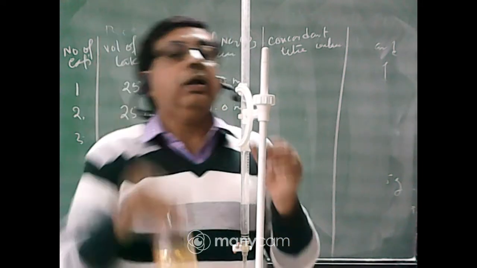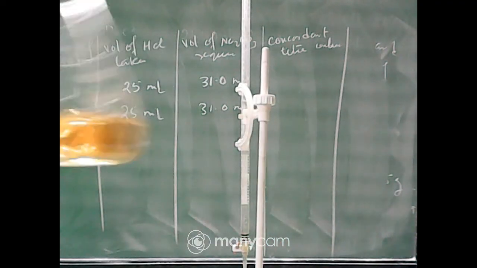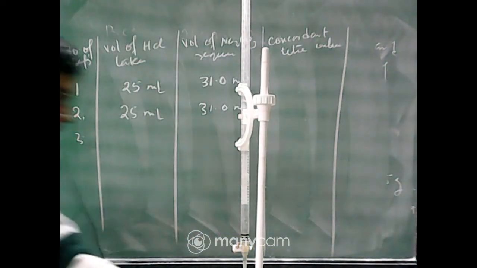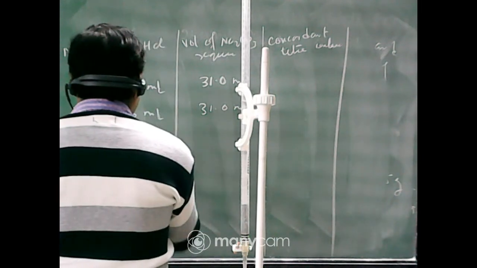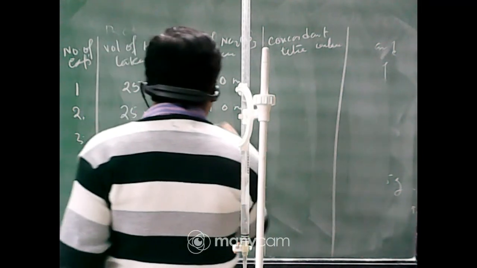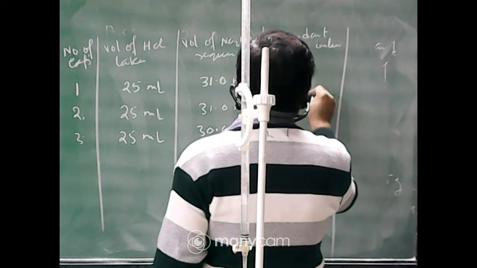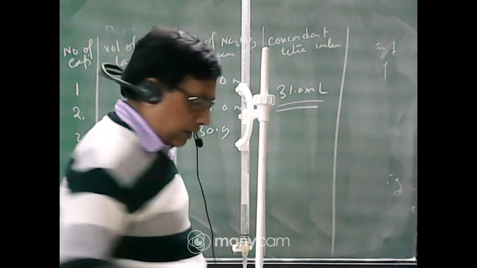This is yellow color. This is again 30.9 ml. So 30.9 ml. Right? 30.25 ml and 30.9 ml. So what is the concordant value? 31 ml. 31.0 is the concordant value. So this is the titer value.